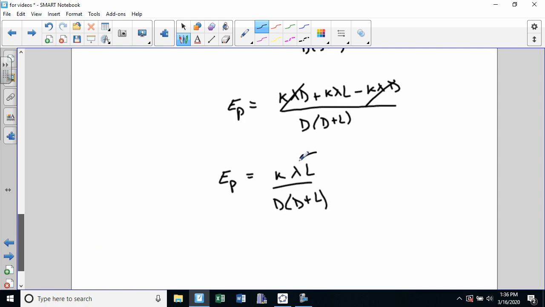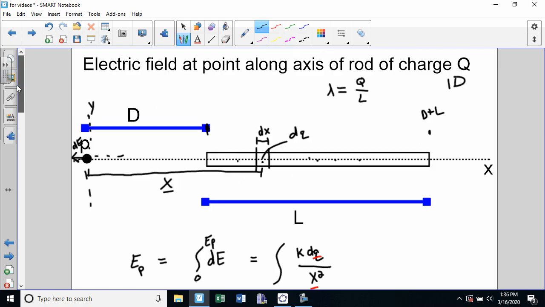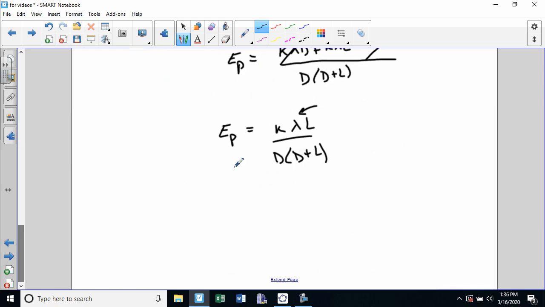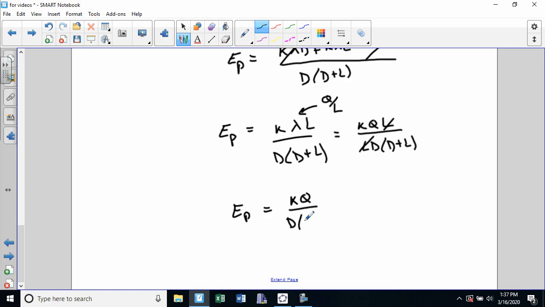But I've got this lambda that I sort of made up, right? In terms of doing a free response question, lambda was never given in the original problem. It's something that I made up as the charge density, charge per length. So I need to substitute back in for that: lambda is Q over L. So my electric field becomes kQL over L d times d plus L. But the L's cancel, and I end up simply with the electric field at point P being kQ over d times d plus L.